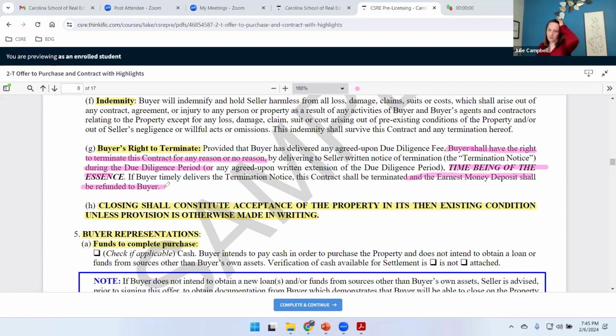Again, if the buyer terminates for any reason or no reason during due diligence, all they have to do is provide written notice of termination. They don't even have to tell the seller why they're terminating if they don't want to. All they have to do is provide written notice of termination. And yes, we have forms for that. And assuming it's been received by the seller by the end of the due diligence period, time is of the essence, the earnest money deposit shall be refunded to the buyer.